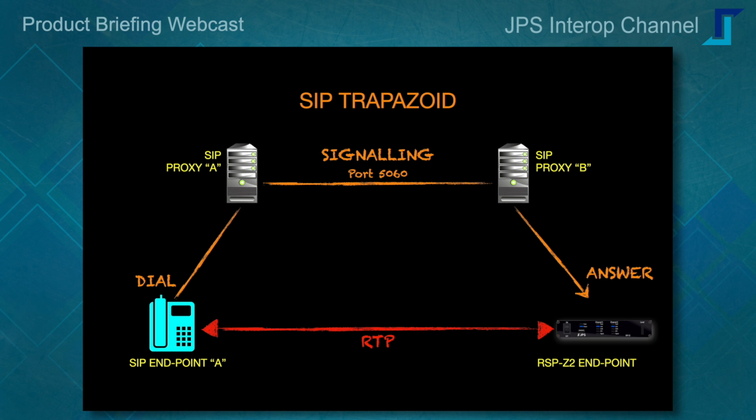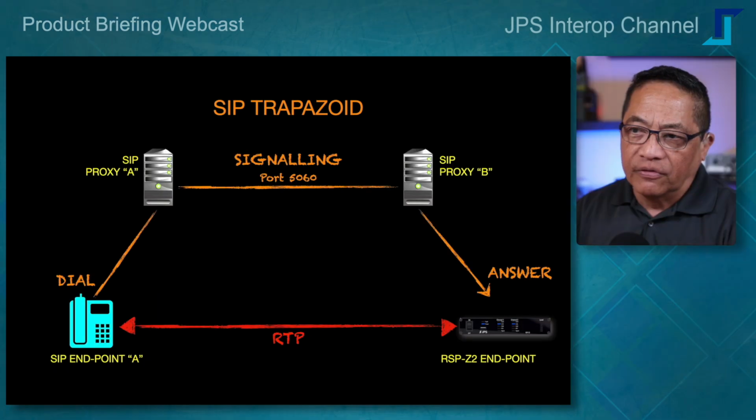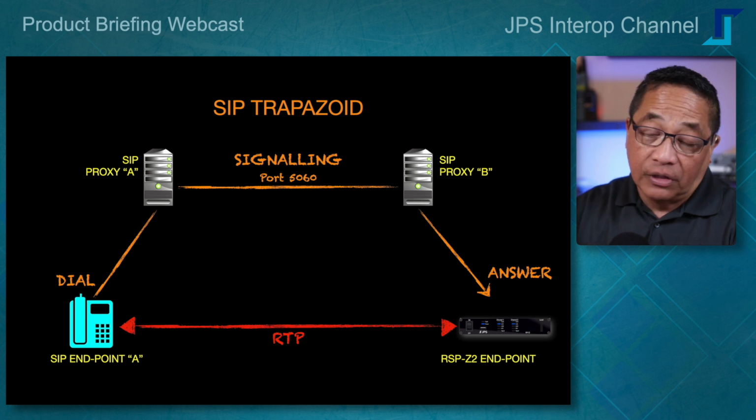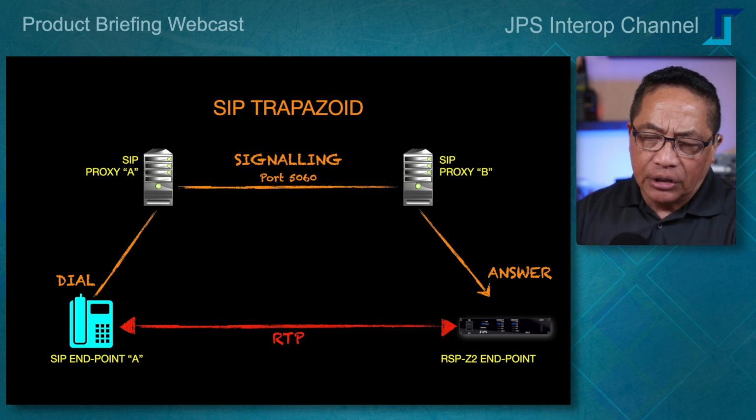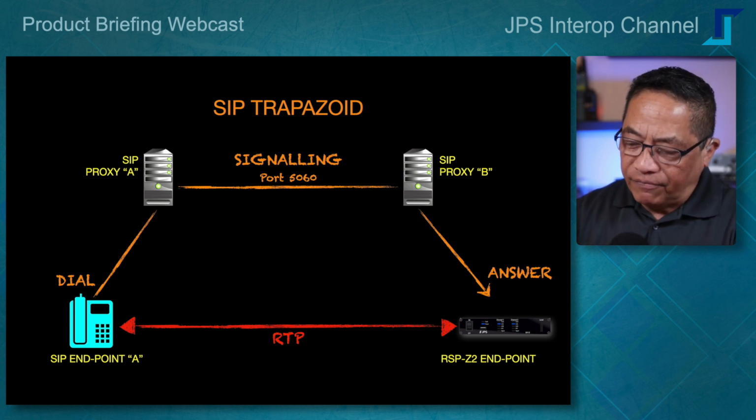And then we establish what we call a real-time transport protocol link. This is where the voice, video, and data flows. But we're talking about RSP-Z2s, so we're mainly focusing on voice. You can see the trapezoid has already formed. We have that signaling path where the two devices initiate and maintain the connection, and then the RTP flows. It can be full duplex, for instance.